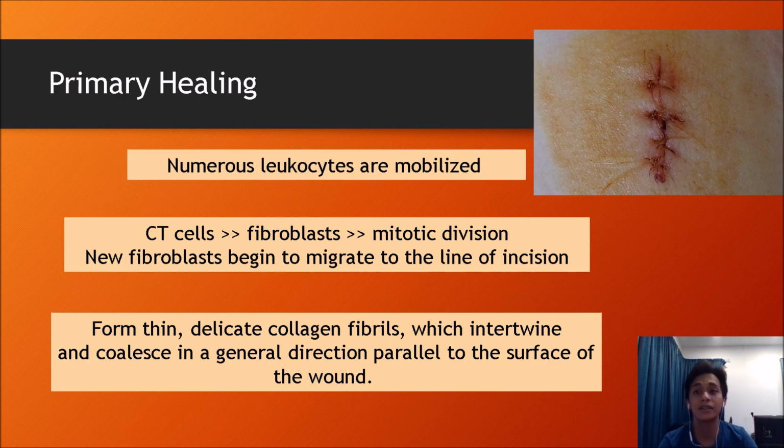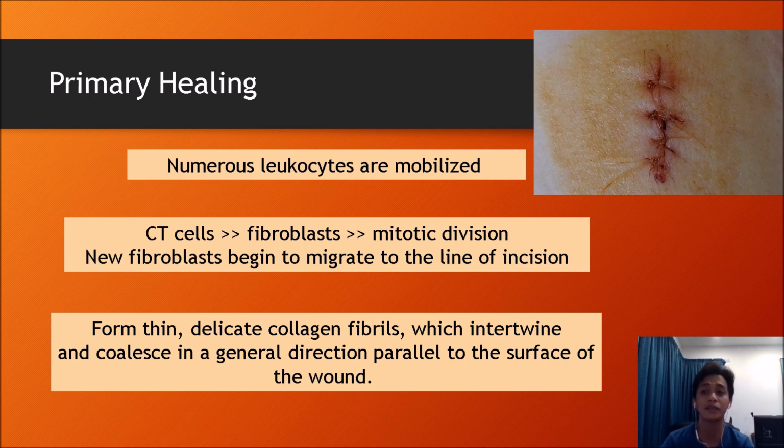Primary healing is a healing that occurs after the excision of a piece of tissue with the close apposition of the edges of the wound by sutures. When the edges of the wound are brought into contact and are held in place by sutures, the blood clots, and in a matter of hours, numerous leukocytes are mobilized into the area.